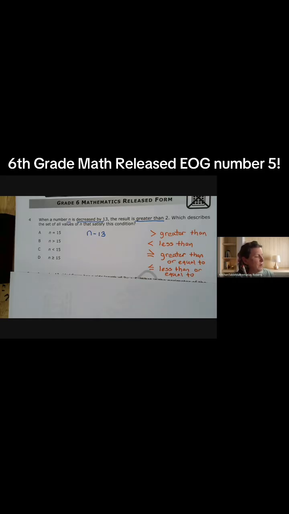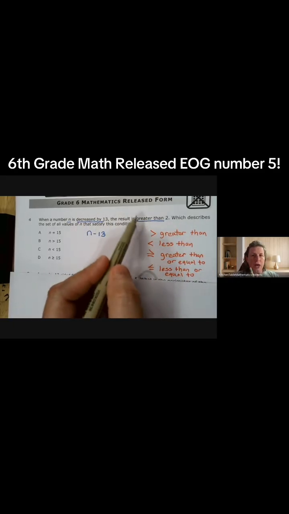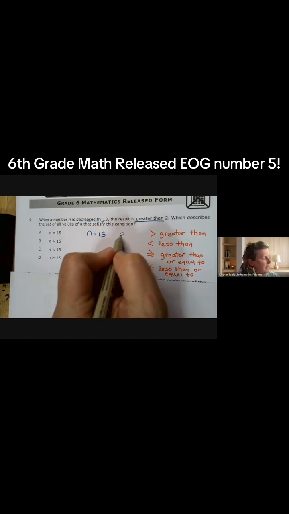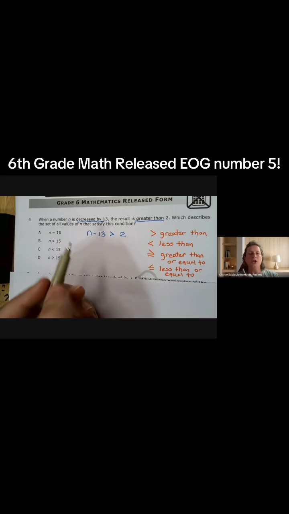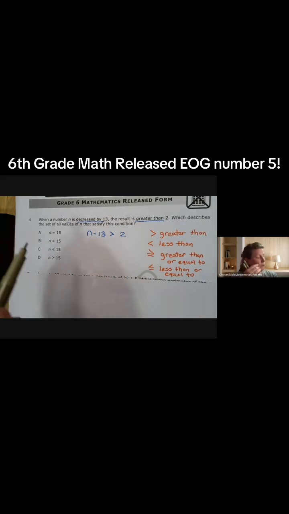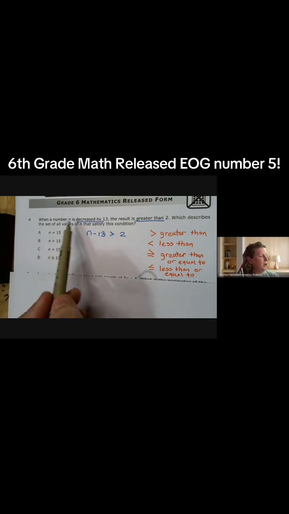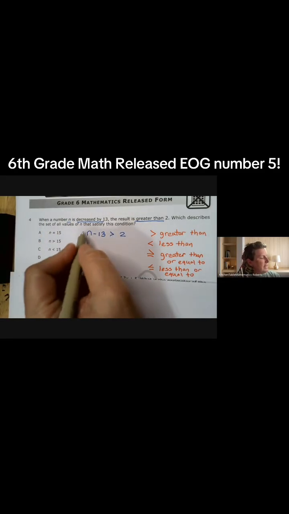So this question is saying n minus 13 is greater than 2. It does not say "or equal to," or "at least 2." It is saying greater than 2. So we have our inequality there. Now our variable is not by itself, so it's turned into a one-step inequality. Not only do we have to know how to translate this, we now have to know how to solve for n. So we have got to get n by itself.